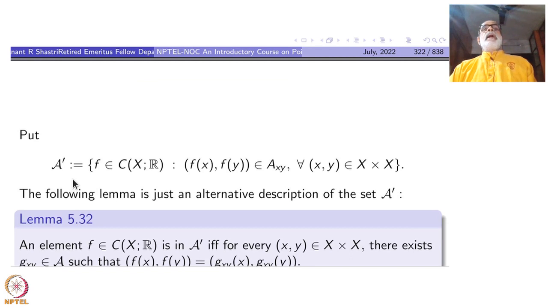Alright, let us go ahead now. Let us put A prime equal to all those f inside C(X,R) such that the ordered pair (fx, fy) is inside Axy. This should be true for all x, y inside X cross R. It is a condition on f. Suppose f is already inside A, then this is automatic, because that is the definition of Axy itself. So A prime automatically contains A. This A prime looks like a fattening of A, something larger than A.